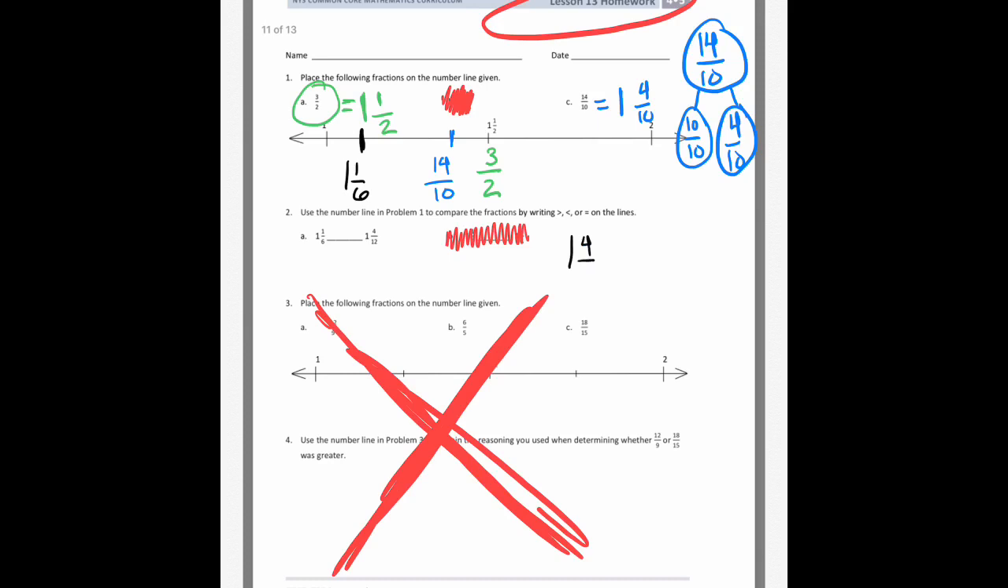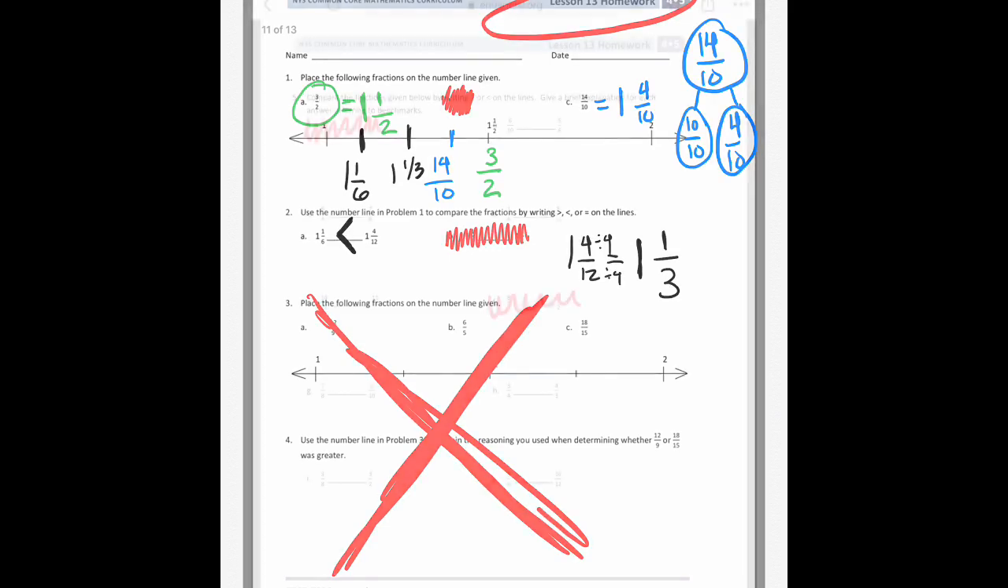Now 1 and 4 tenths, I'm sorry, not 4 tenths, 4 twelfths. 1 and 4 twelfths, if we find an equivalent fraction that's easier to deal with, 4 twelfths is the same thing as 1/3, because 4 twelfths is also equivalent to a third. And we know that a 6th is smaller than a third, so 1 and 1/3 should be somewhere around here. So that means that 1 and 4 twelfths is going to be larger than 1 and 1/6.